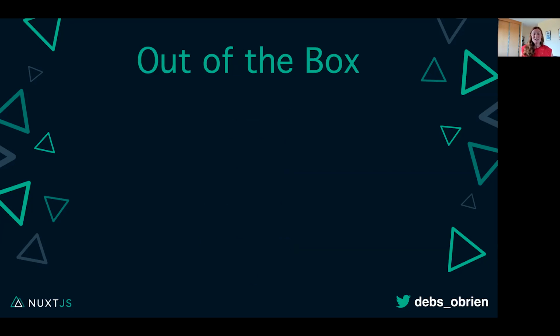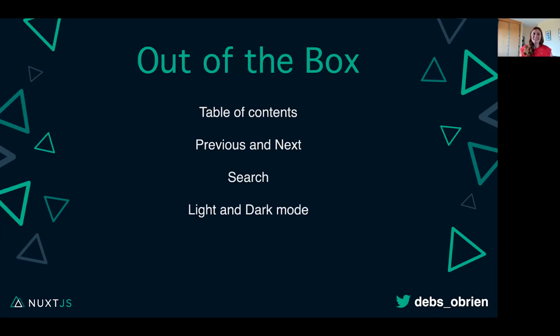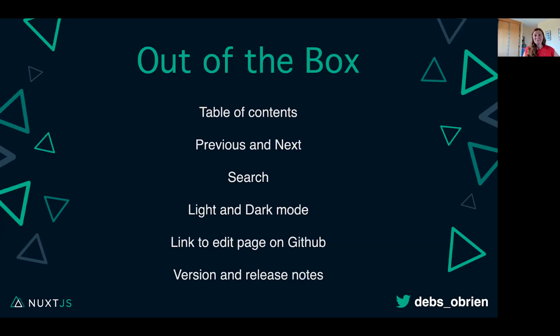And out of the box, you already get access to a table of contents component, the previous and next. It gets the search, the light and dark mode, the link to edit the page on GitHub, the version and release notes. And I'm not saying that this is just there and you've got to find out how to add it. This is actually all created for you. This is all part of your little mini demo that's given to you, that you now have, that you just have to edit the content, and you've got all this working.